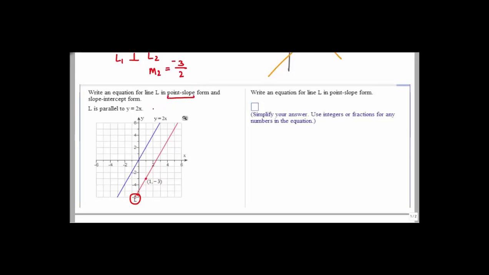So when we think about point-slope form, that's y minus y1 equals m times the quantity x minus x1. And slope-intercept form, that's going to be y equals mx plus b.